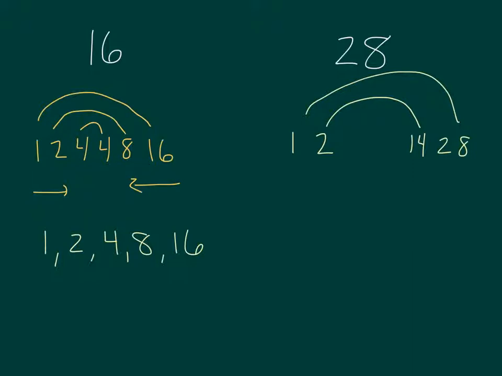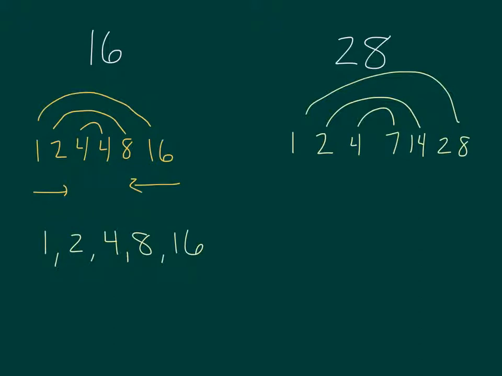I continue on, and 3 times a number isn't 28, because 3 times 9 is 27, and 3 times 10 is 30. 4 times, let me change my marker here. 4 times what is 28? Well, 4 times 7 is 28. They are factor pairs together.